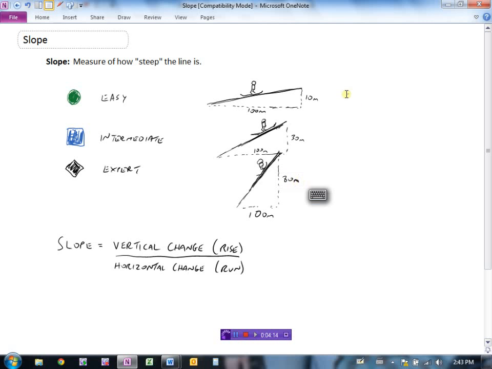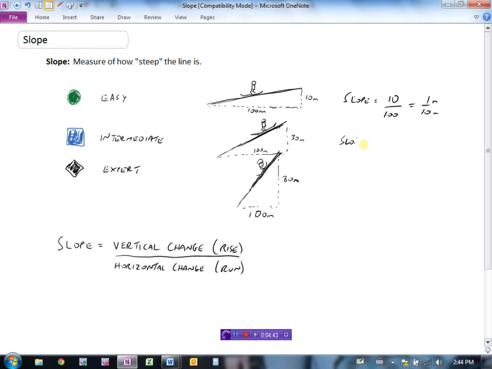So we would say the slope of this run is rise. The rise was 10. That's the up-down part over 100. And of course, we could reduce that to 1 over 10. So the slope of this ski hill is 1 over 10. That means you're dropping 1 meter as you're skiing down the slope. You'd be dropping 1 meter for every 10 meters that you went over.